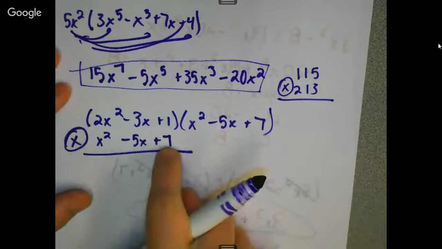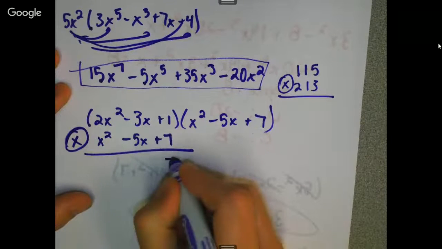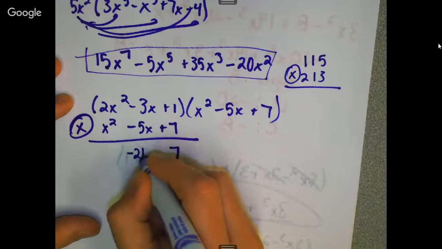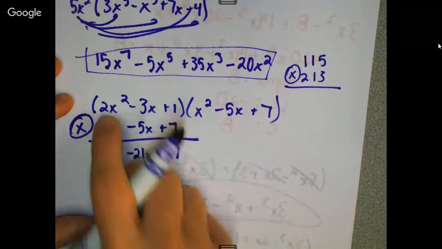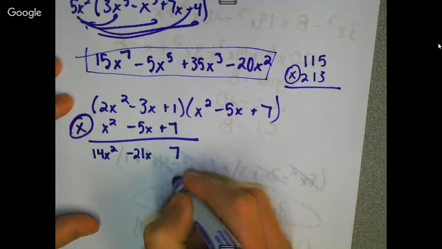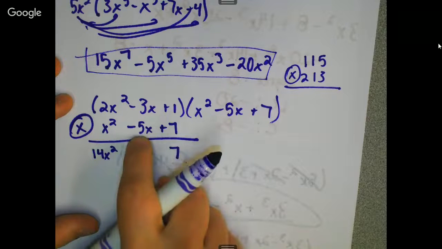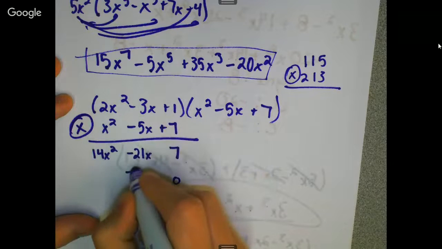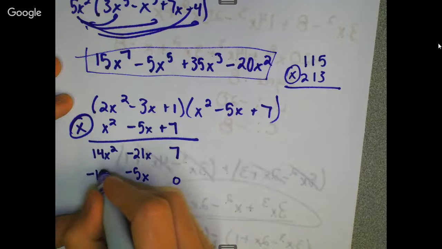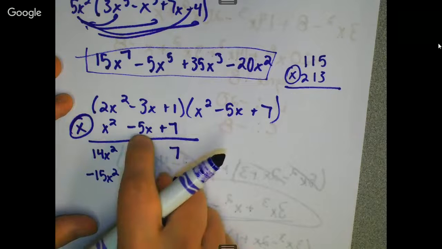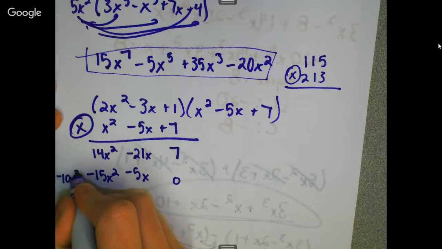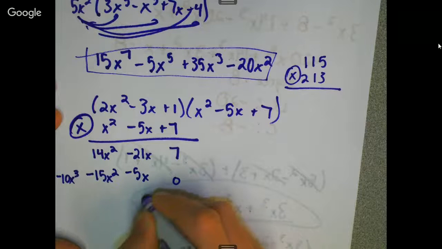Okay, so now we're going to start here, and we'll take 7 times 1 times negative 3x, which is minus 21x. 2x squared is 14x squared. We will put a placeholder, and we will come here. So negative 5x times 1, negative 5x. Negative 5x times negative 3x is negative 15x squared. Negative 5x times 2x squared is negative 10x third. Then you put 2 zeros.